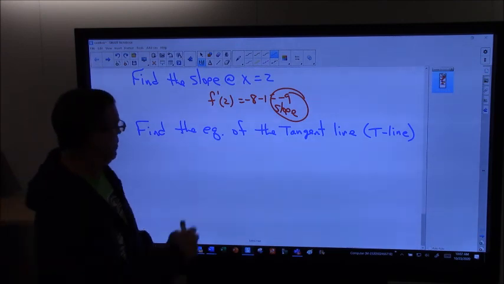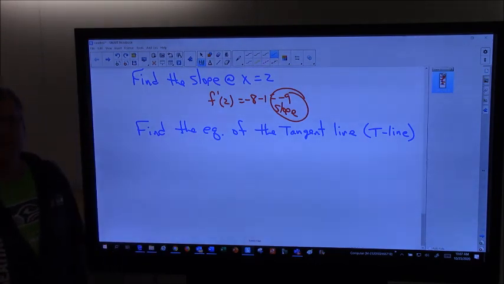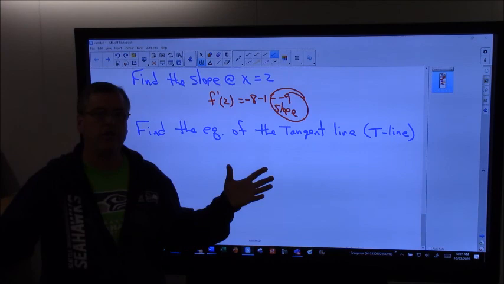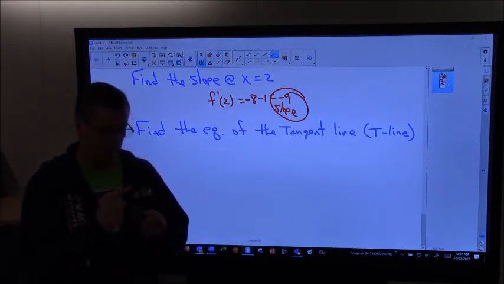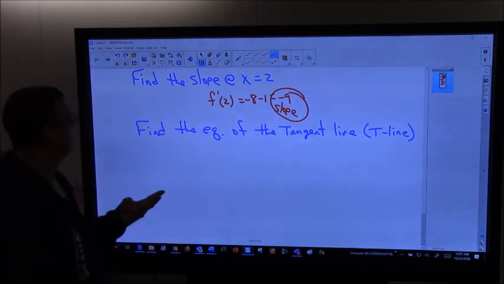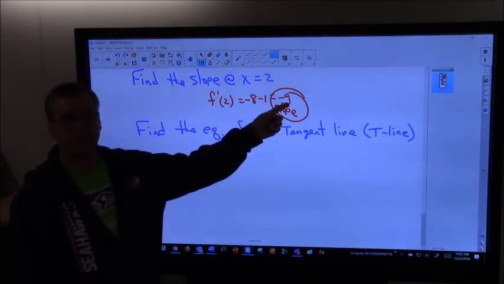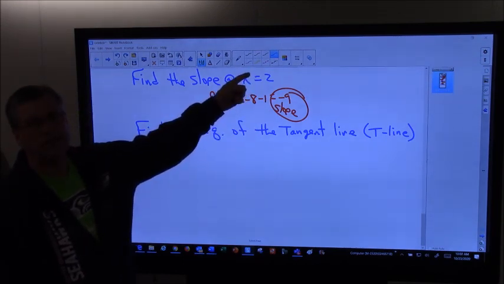So let's see, equation of a line. Anytime we see that, we need to think to ourselves, and we've been thinking this for 4 years now, all the way back to Algebra 1, maybe longer. To find the equation of a line, I need a slope and a point. And we said derivative always means slope. So I've got my slope. I've got the x-coordinate. I just need the y-coordinate for a point. And how do I get that?